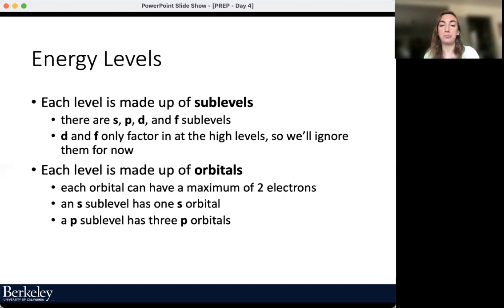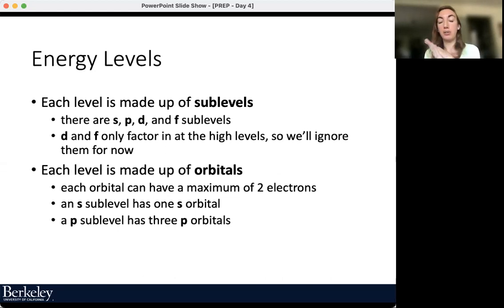So each level is made up of orbitals. And I'm saying a lot of words right now. We're going to go through a lot of examples. I'm a visual person and I think those examples are a little clearer, but I want to step through the rules in words first.